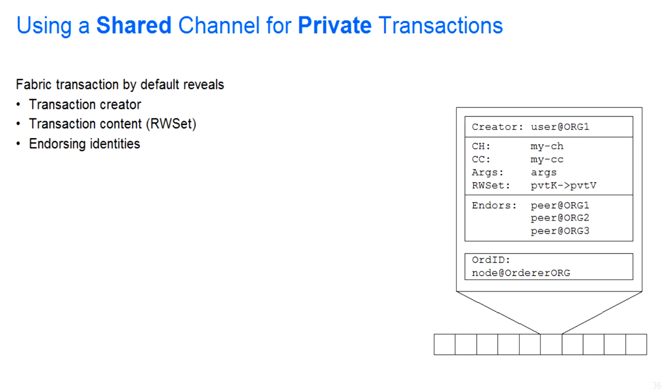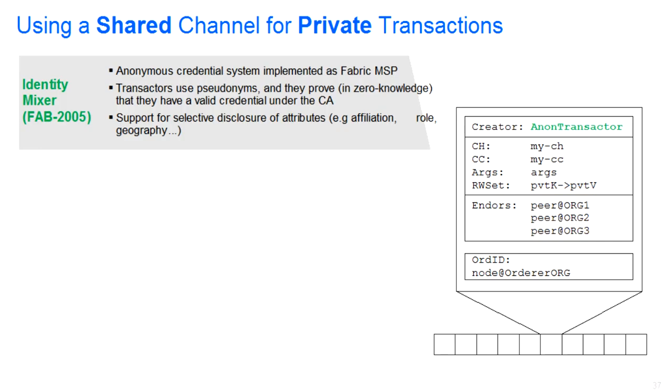Then we have the read-write set, which if you don't use private data, might leak private information. And then we have a list of endorsers that actually leak all the nodes that were asked to endorse that. So the sources of leakage are 1, 2, and then 3, right? Let's see how we can prevent this leakage in an effective and secure way.